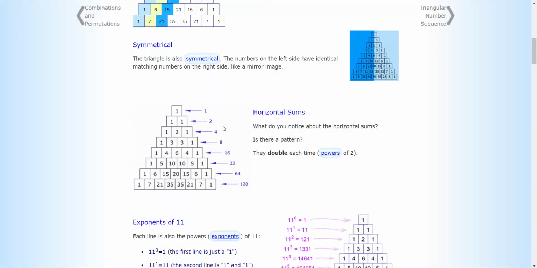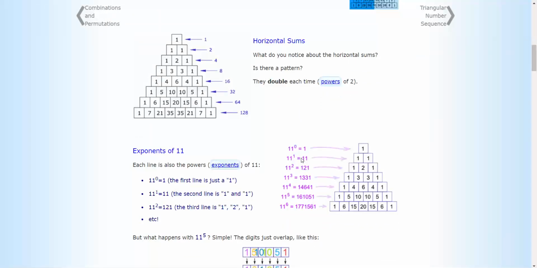The horizontal sums double each time, the powers of 2: 1, 2, 4, 8, 16, 32, 64, 128, 256, and so on. Also, each line is the powers, the exponents, of 11.